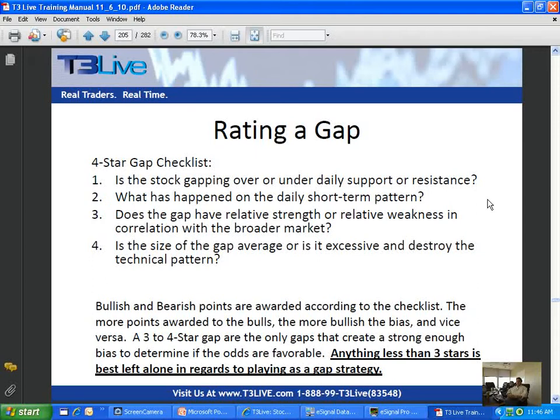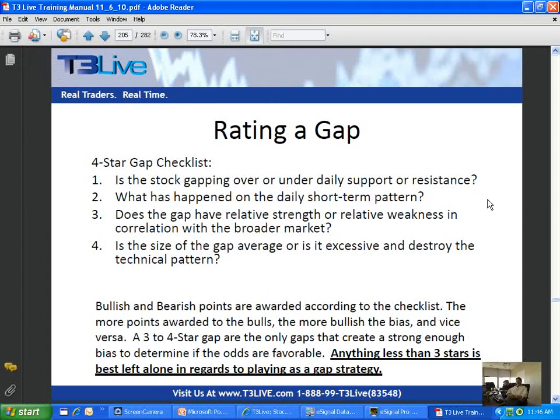Does the gap have relative strength or relative weakness in correlation with the broader market? Meaning, is the stock gapping down while the market is gapping up? That would be relatively weak. Is the stock gapping up while the market is gapping down? That would be relatively strong.